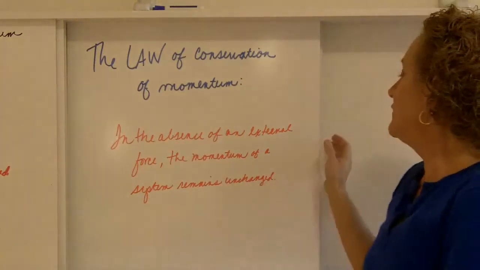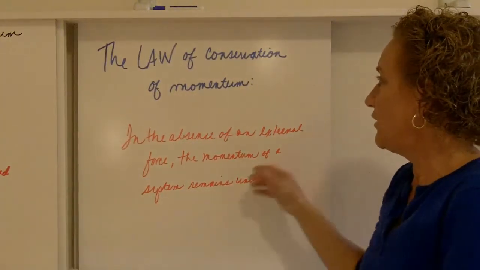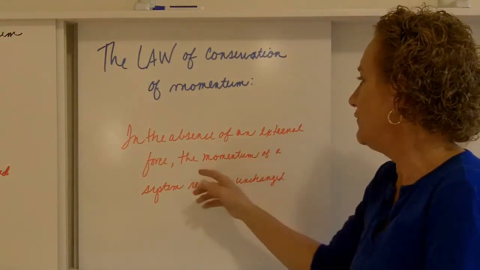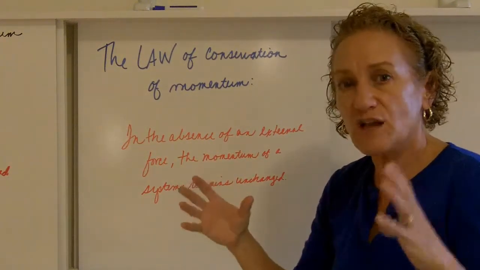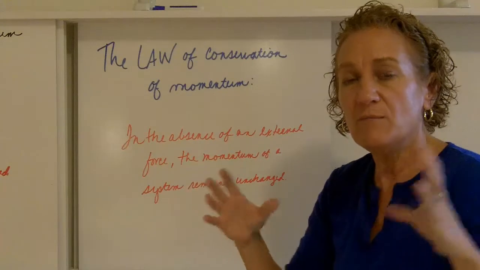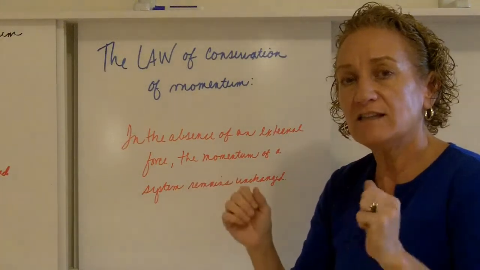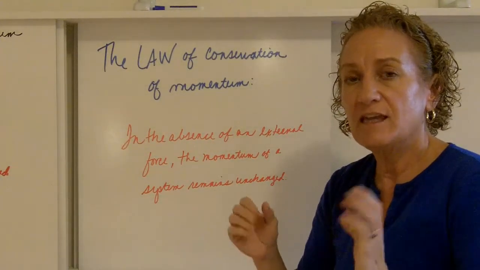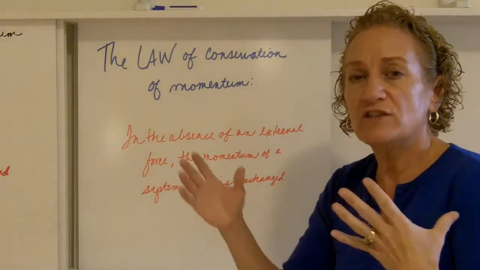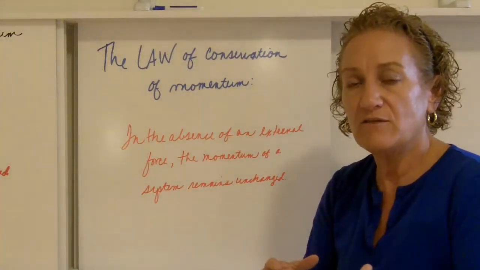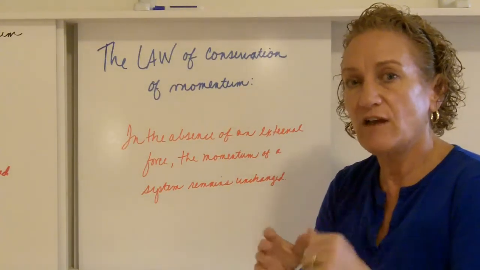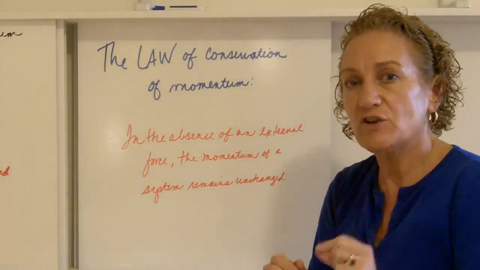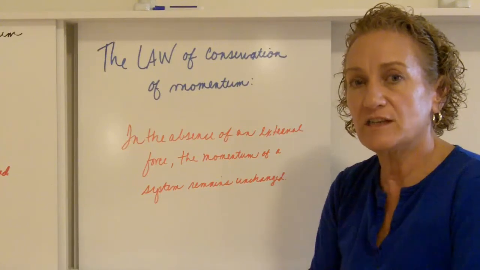So here then is the actual law in itself. It says, in the absence of an external force, the momentum of a system remains unchanged. So the sum total of the momentum before and after has to be exactly the same. It can't change. The only way it can change is if you've got external forces being involved. But we're saying in the absence of an external force, that momentum before and after, identical. And I'm going to show you in just a little bit about collisions and how that applies.